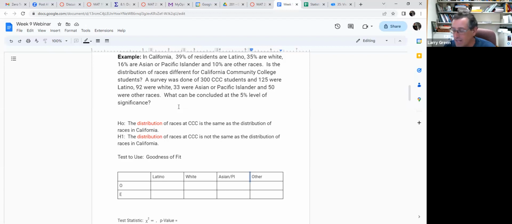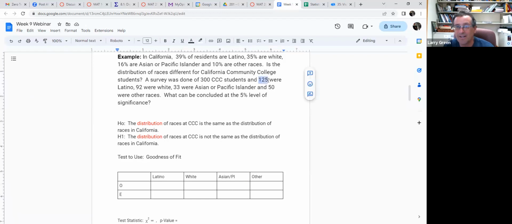Okay, now I need to put my numbers in. And the observed are actually really easy because we just look to see what we observed. How many Latinos were observed? Put in the chat box, how many? Or say it. Yeah, 125. Because it said, for the survey, 125 were Latino. So I just put 125.